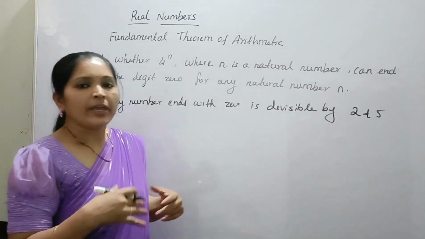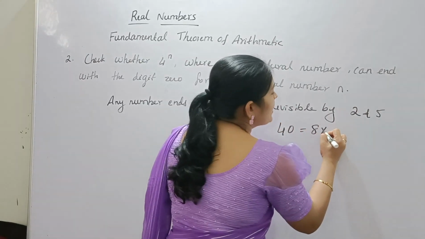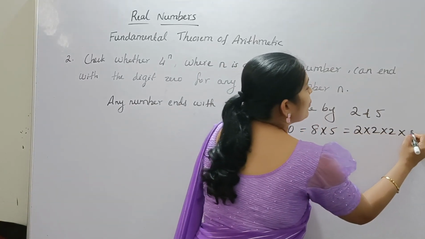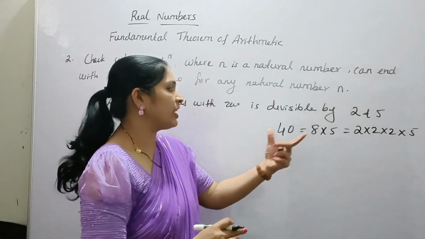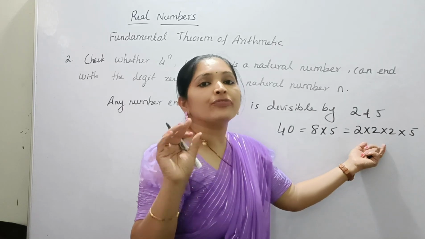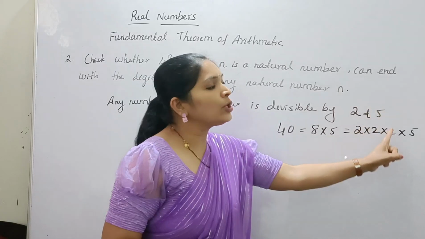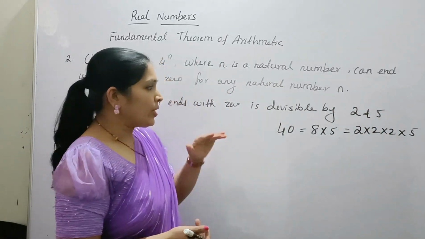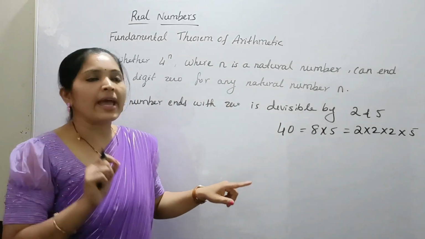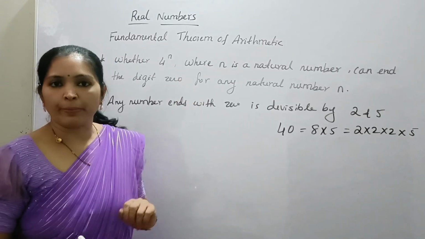So let's take one example. Any number that ends with 0, 40. Okay, 40 can be written as 8 into 5, that is equal to 2 into 2 into 2 into 5, which are the prime factors. Okay, we have written 40 as the product of prime factors. See, both 2 and 5 are here, right? Therefore, here we can say 40 is divisible by both 2 and 5, right? So here, if 4 raised to n is divisible by both 2 and 5, then we can say 4 raised to n can end with 0, okay, for any natural number n.